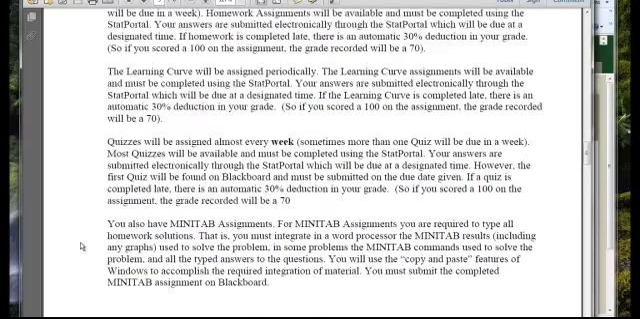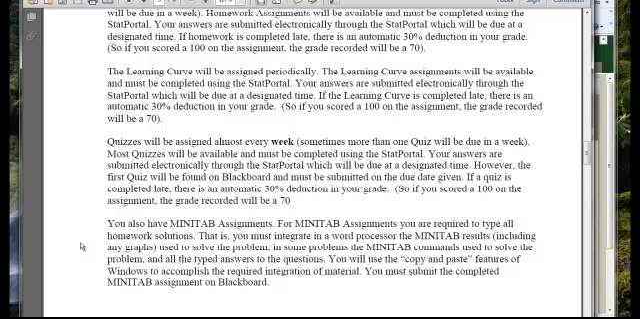Now, something else that is very important to note is that if you have a grade dispute, you must talk about that grade dispute within a week after you have the grade. Otherwise, the grade stands as is.